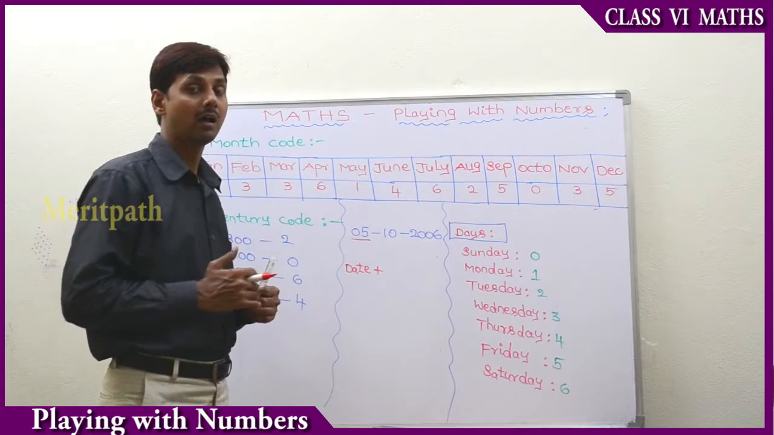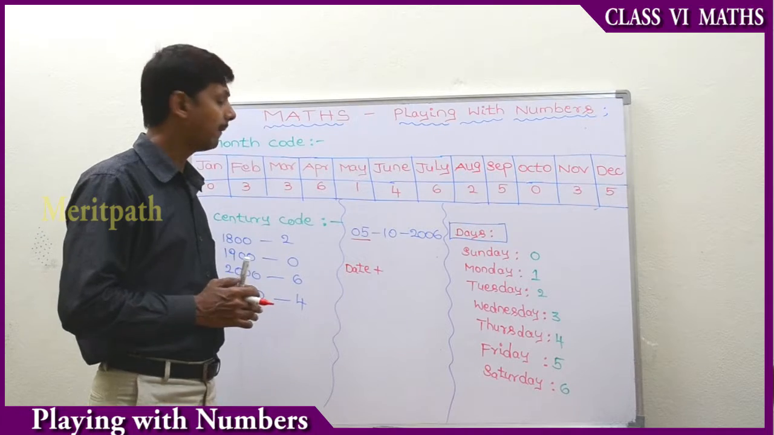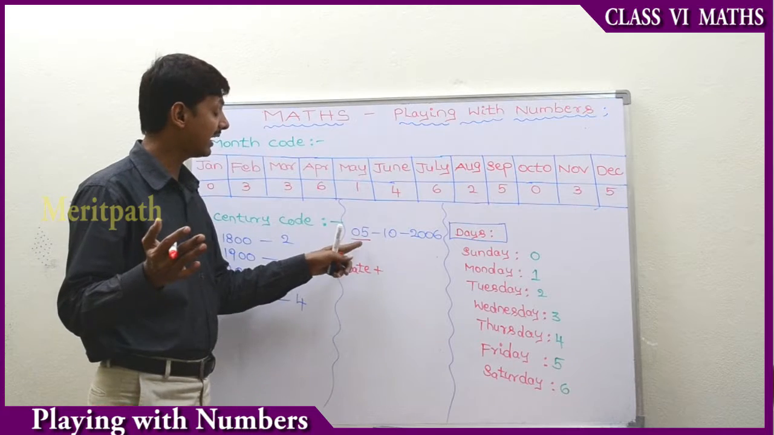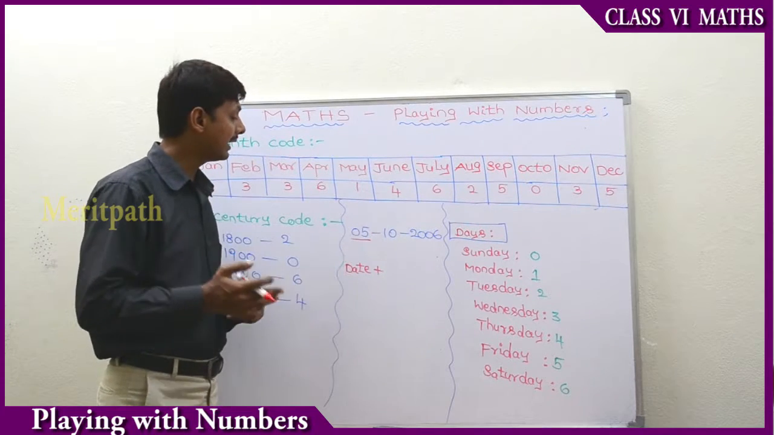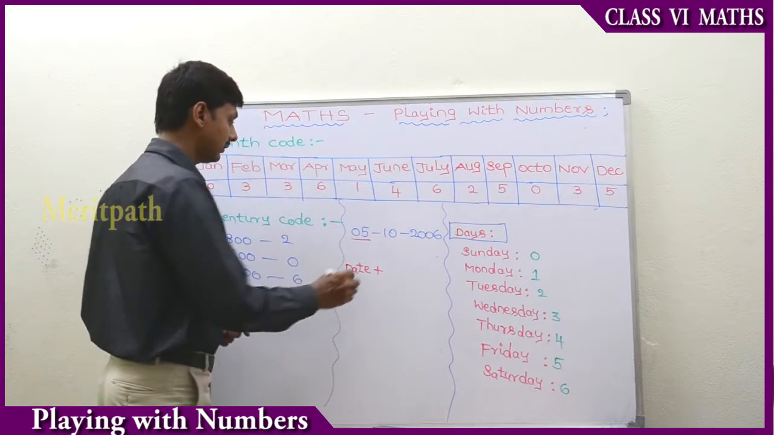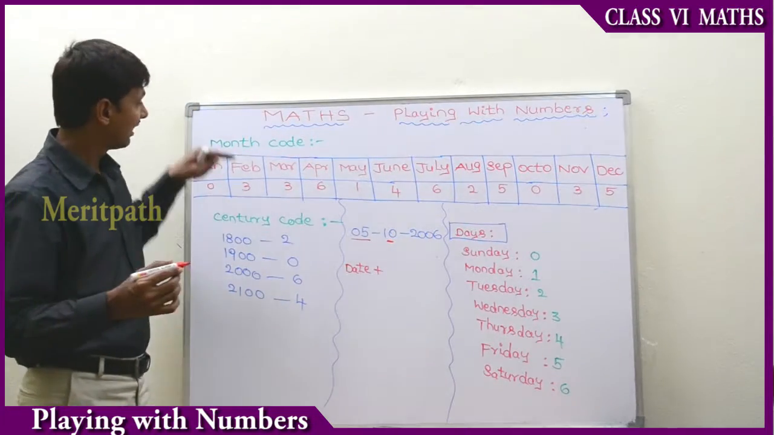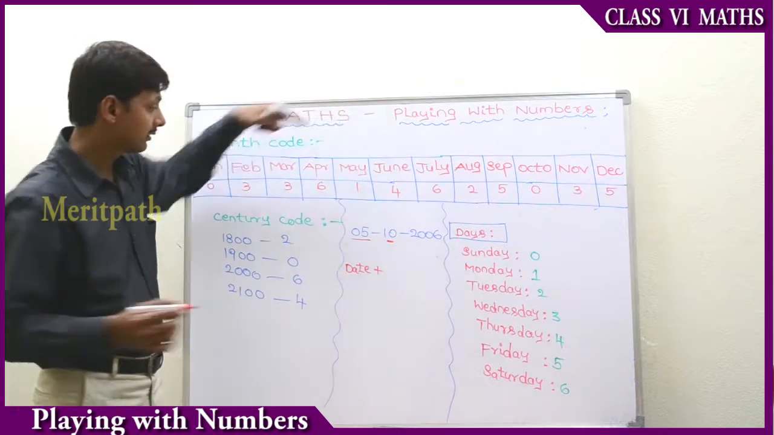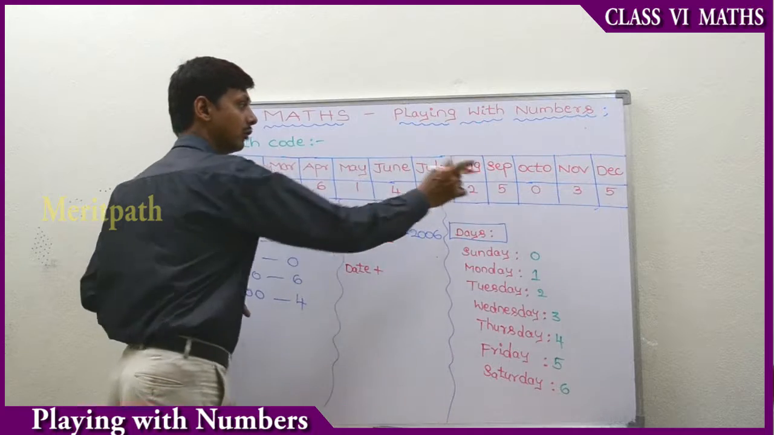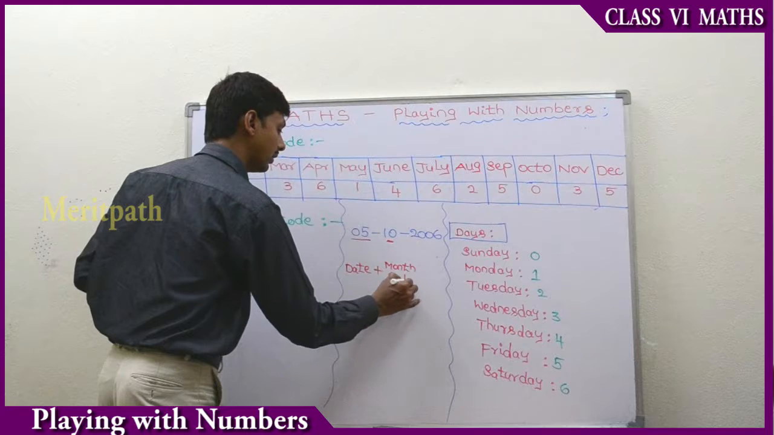In this manner, we take all these code numbers. Let us see the process to find the day for a particular date. Say your date of birth is 5th October 2006. First we take the date, so this is 5th, date plus. There is a month here, but we do not take the month directly; we take the month code. This is 10, which means October, and October is 0. So we write the month code.